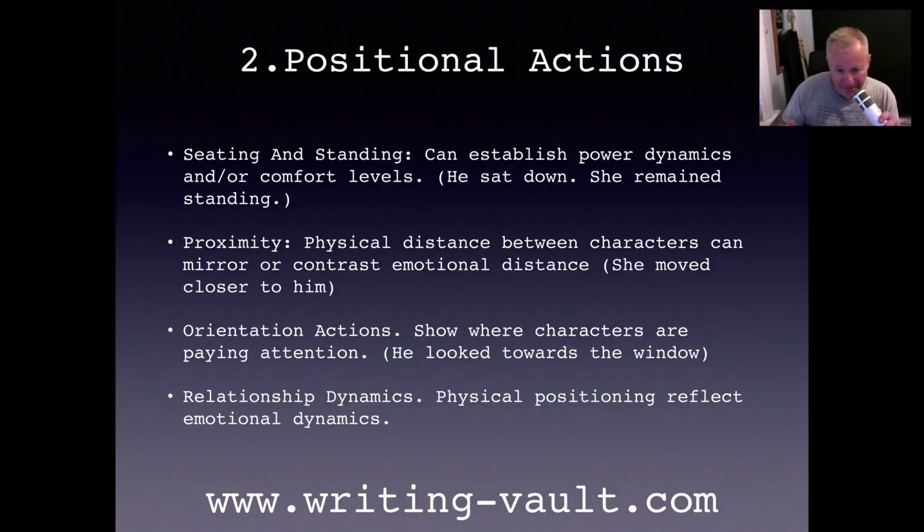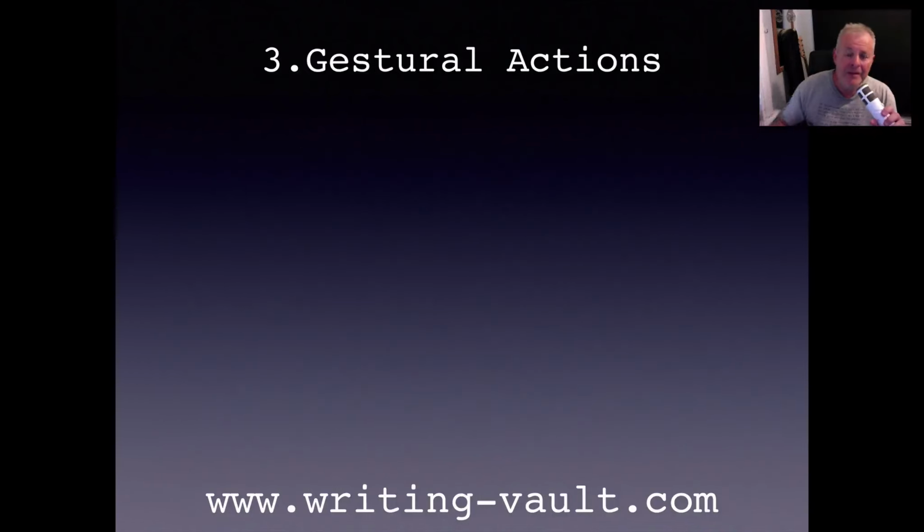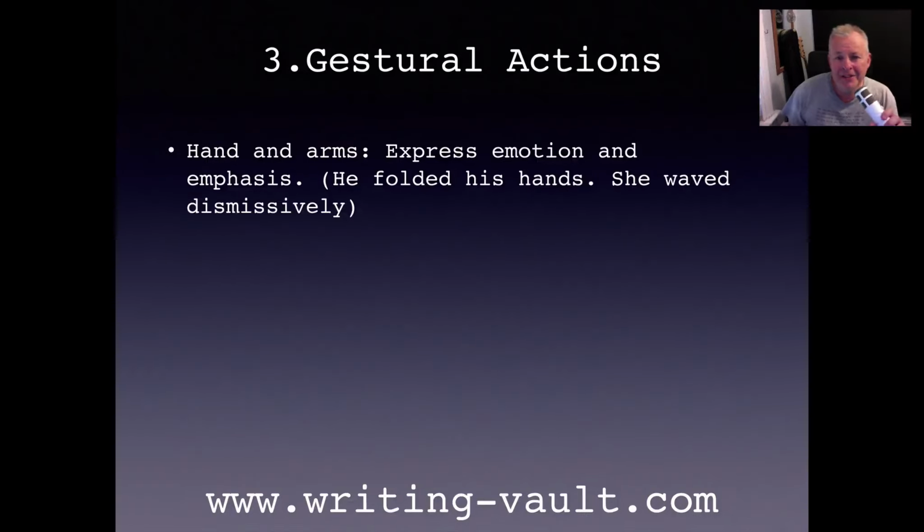And by the same token, if something's happening and let's say they're having an argument, the characters could move further apart to mirror that change in their relationship dynamic. The third type of action, gestural actions, hand and arms. So express emotion and emphasis. So if you write, he folded his arms, she waved dismissively, both of those actions signify something.